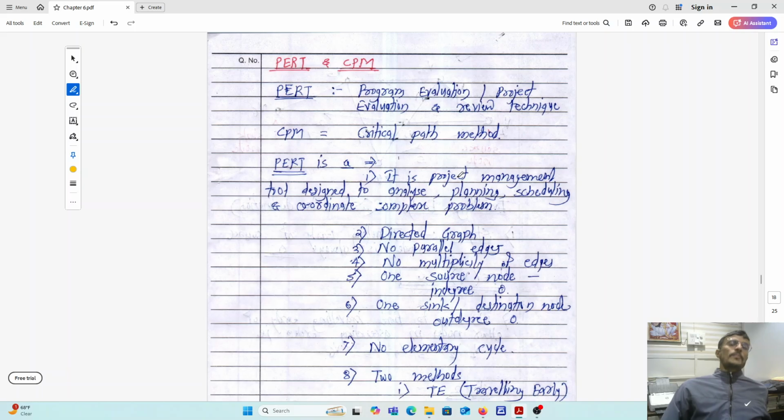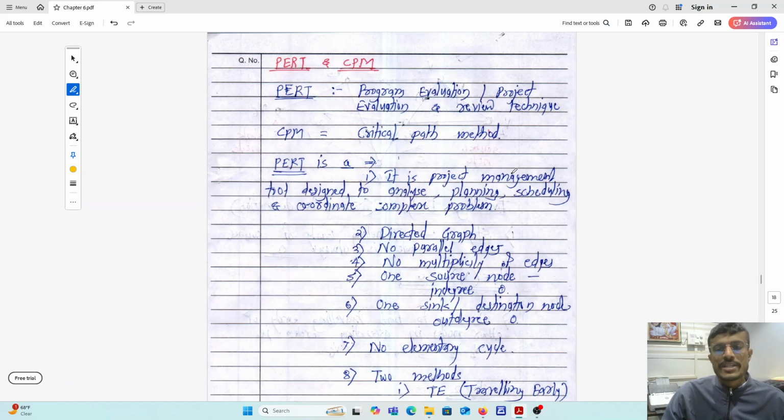Now the next point, a very important point from the point of view of examination: PERT and CPM. So what is meant by PERT? It is Program Evaluation and Review Technique, or it is also called Project Evaluation and Review Technique. And under this we are using the critical path method. And the critical path method, what is the use of this? One by one we are discussing here.